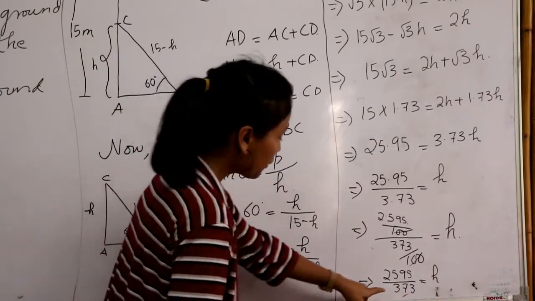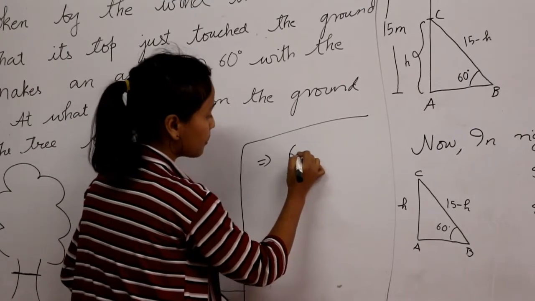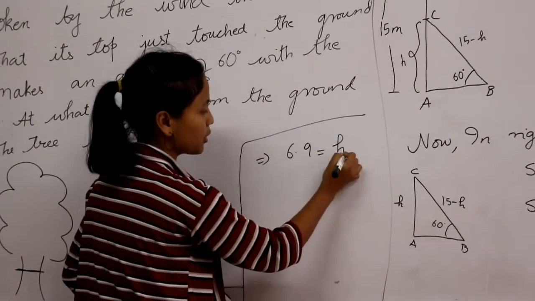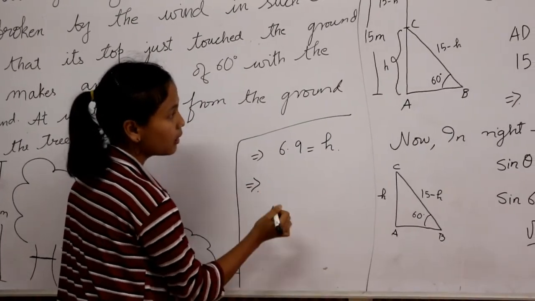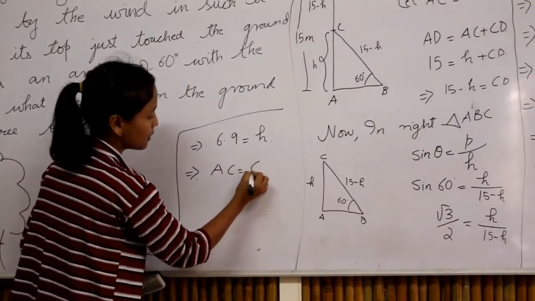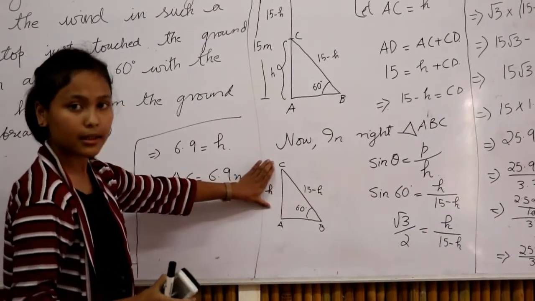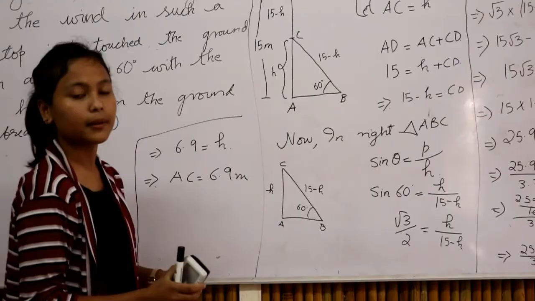Alright, if you divide this one, you will get 6.9 equal to h, which implies h is equal to AC, which implies AC is equal to 6.9 meter. So we have got the value of AC. So this is the answer.